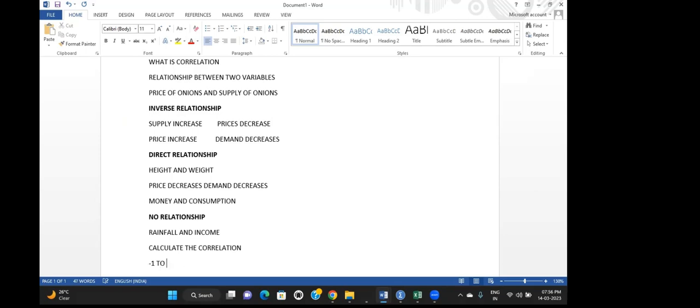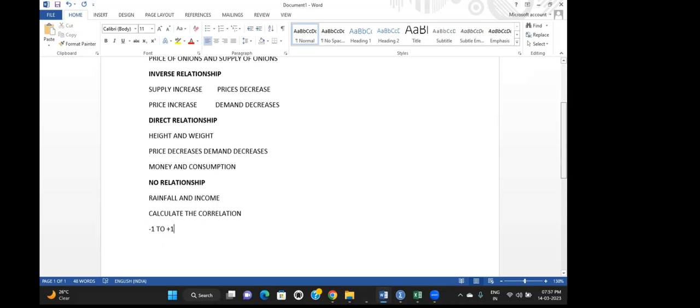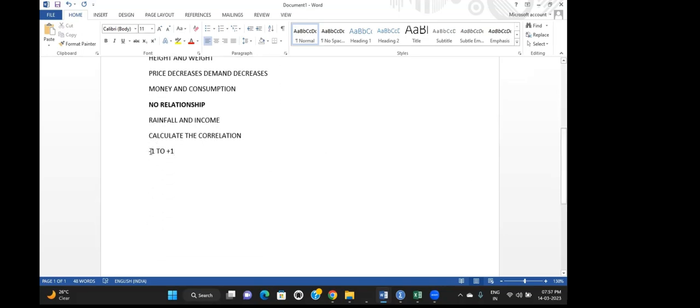-1 to +1, okay? So if you want to find out the correlation in mathematical terms, the value of the correlation between the two variables lies between -1 to +1. So if you take a scale like this, and in the middle is 0, this is -1 here, and here is +1. Sorry, positive. I hope this is clear.